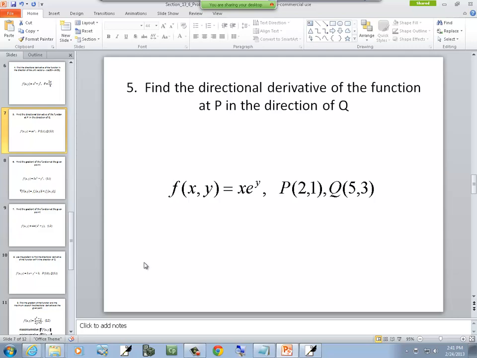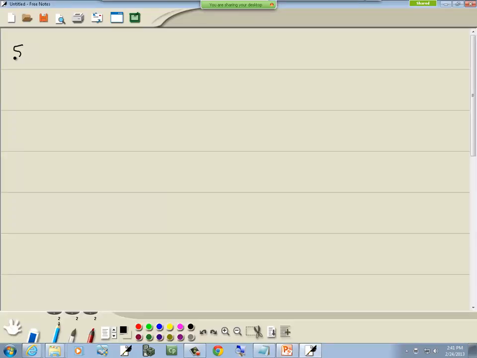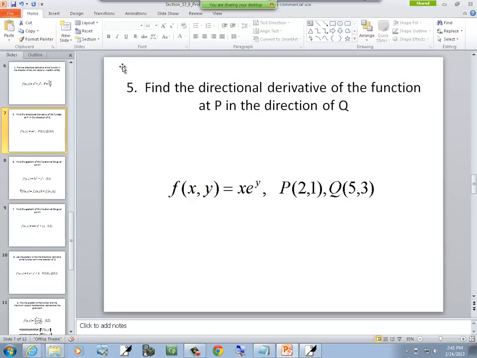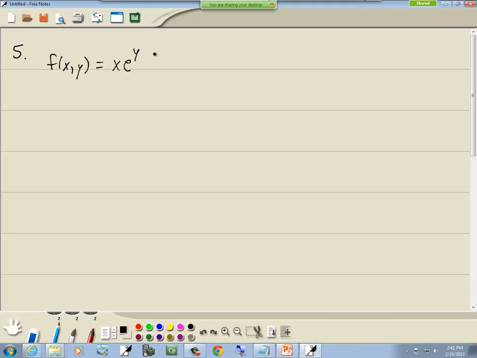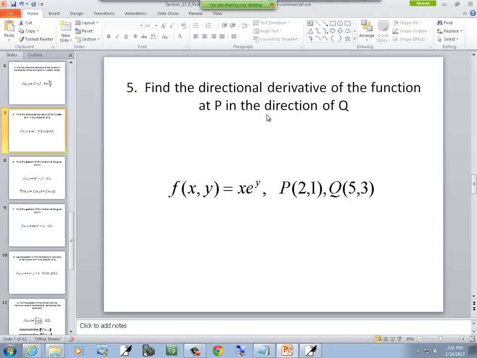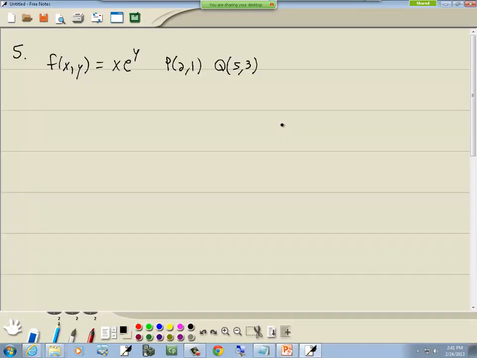Let's take a look at this one. So we're given f of x, y is equal to x e to the y, and we're given 2 points. It says find the directional derivative of the function at p in the direction of q. Well, before we can find our unit vector, we need to find our v, which is going to be our, this is our initial point, and this is our terminal point.